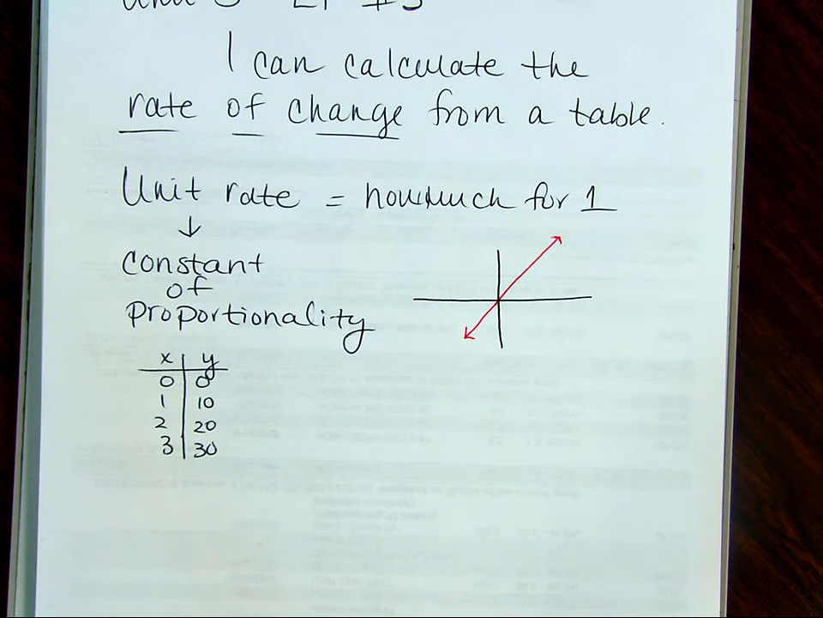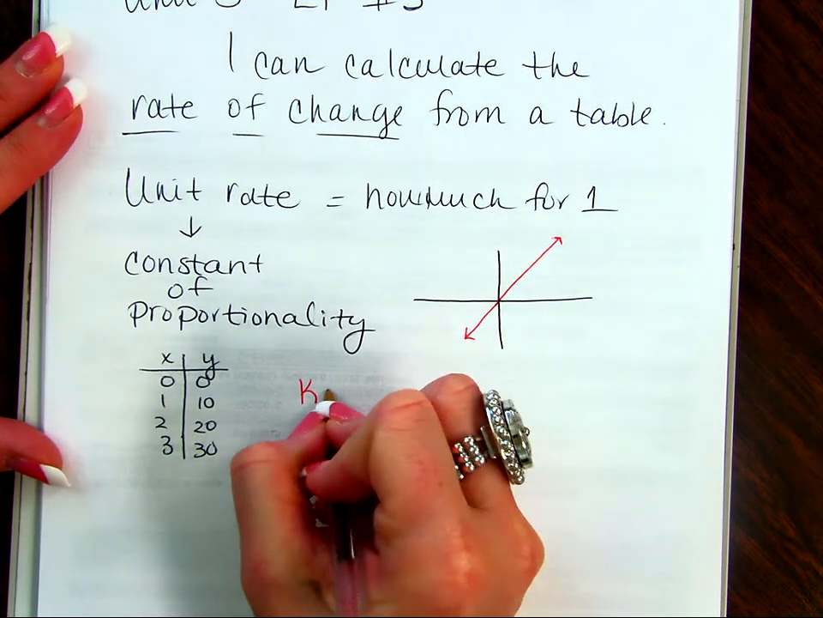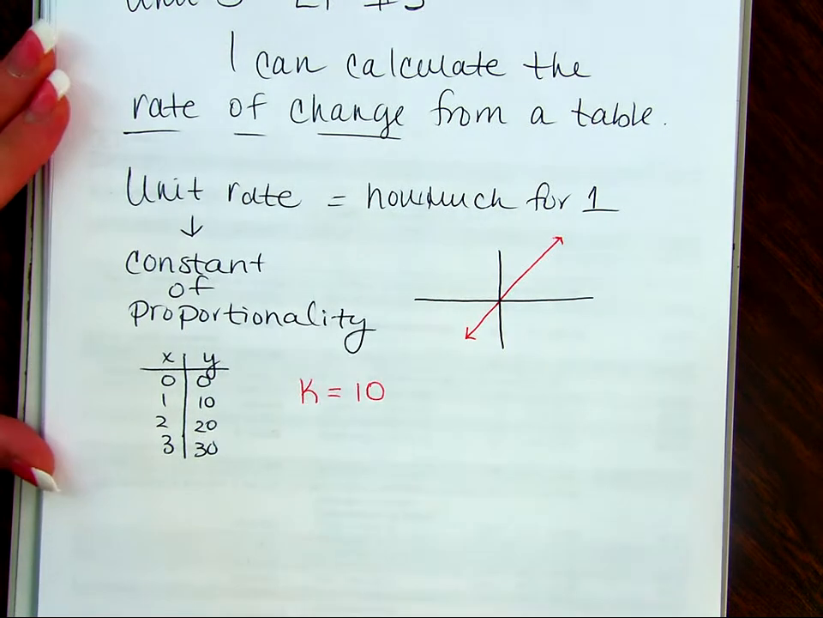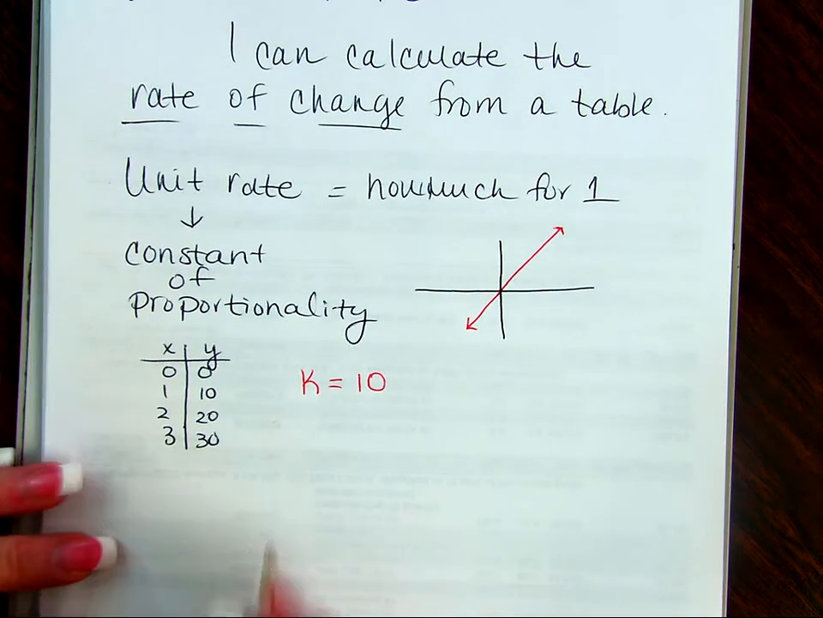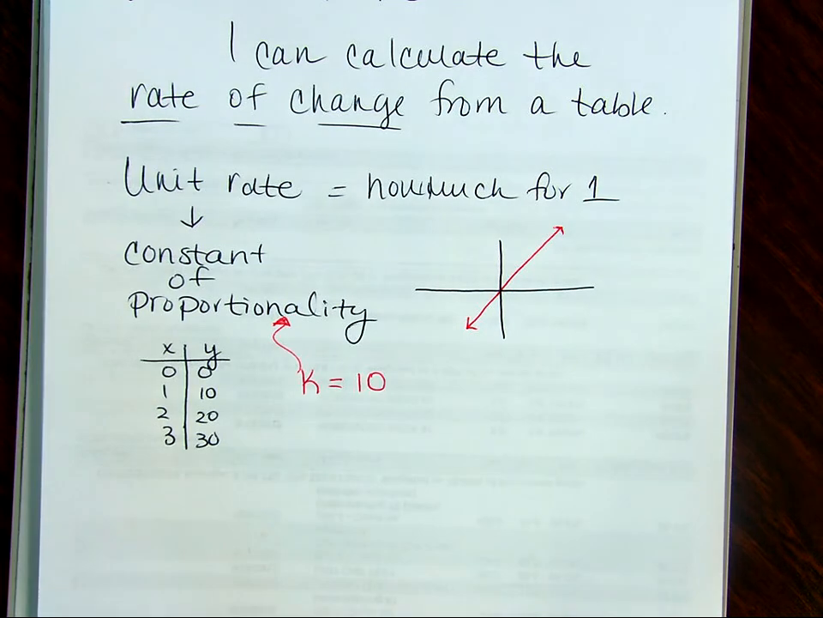And do you remember what letter of the alphabet we used for that? It was weird. You would think it would be C, but it wasn't. It was K. Did he tell you K? So for this here, K equaled 10, right? So K is another letter they use for constant of proportionality, okay? Learning target 5. Okay, so unit rate means how much for one.